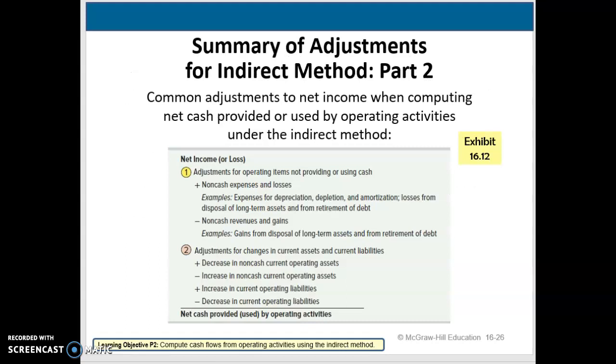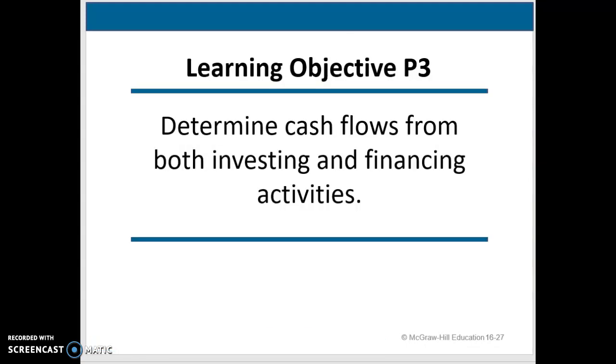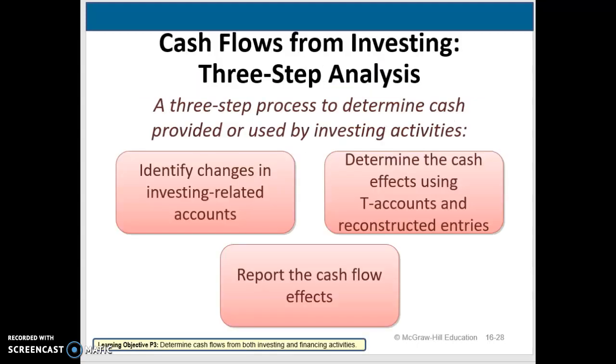All right, so the other part just shows us the adjustments we're going to be making. It summarizes those operating items not providing or using cash, and then the changes in current assets and current liabilities. So those are our two main sections of the operating activities. Then we're going to look at investing and financing activities. Again, they're the same no matter if it's going to be the direct method or the indirect method.